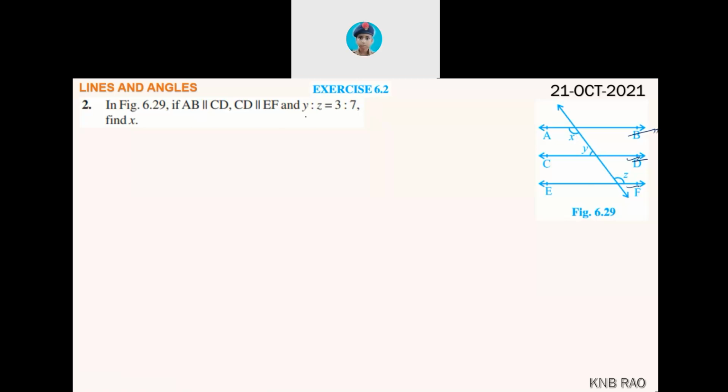Okay, y and z are in a ratio. Y is 3 parts. Z is 7 parts. So 3 plus 7, 10 parts equals 180 degrees. So one part equals 18 degrees.